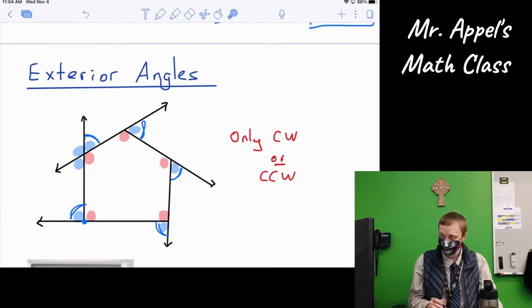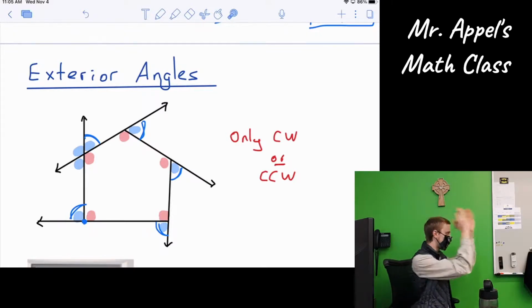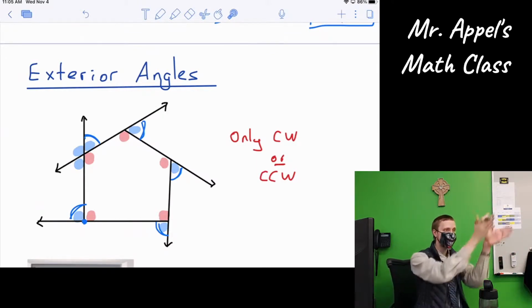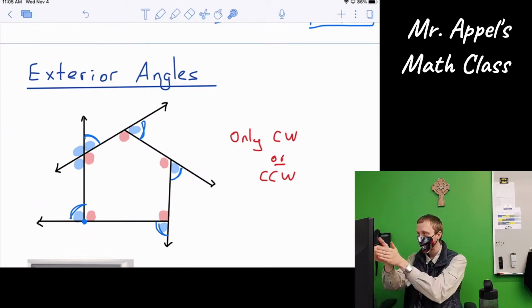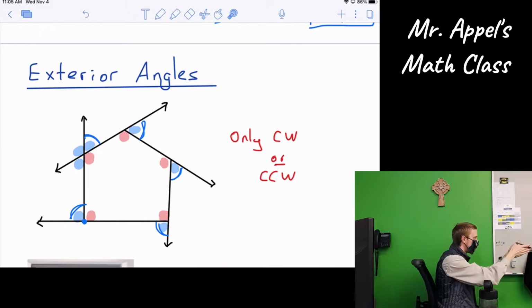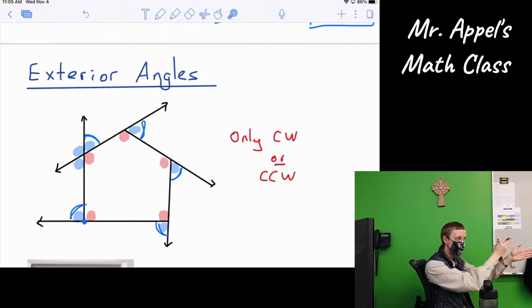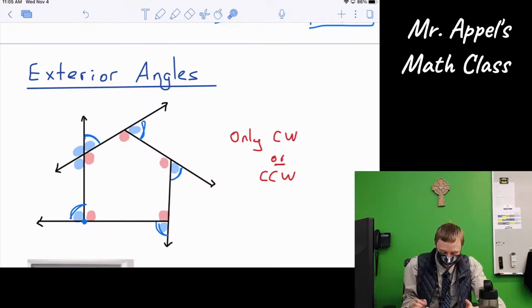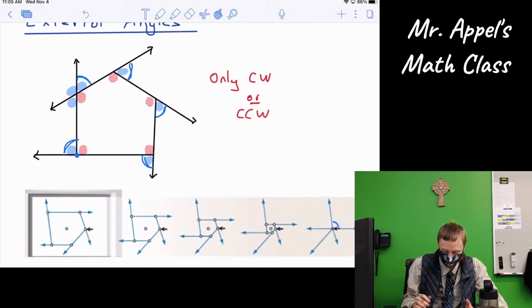Notice I'm including this one, so I'm including starting facing this direction. It doesn't matter how far you walk. We're just talking about the turns. I turned this way, and then this way, and then this way, and then this way. How much turning did I do to face back to the way I started? That's a full circle, right? 360 degrees.